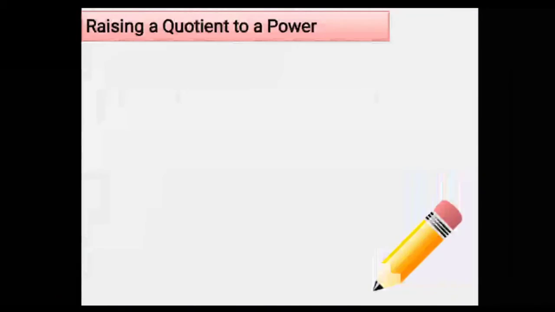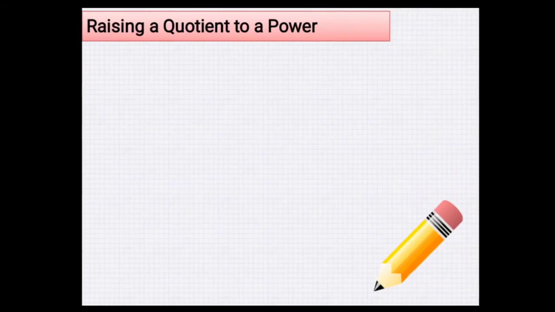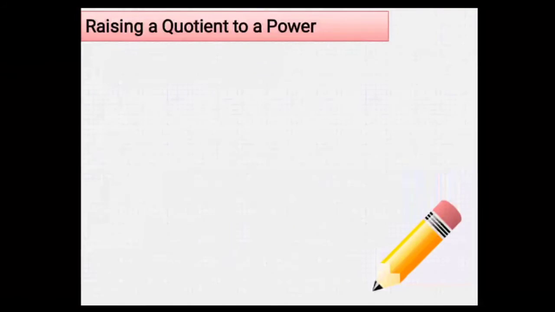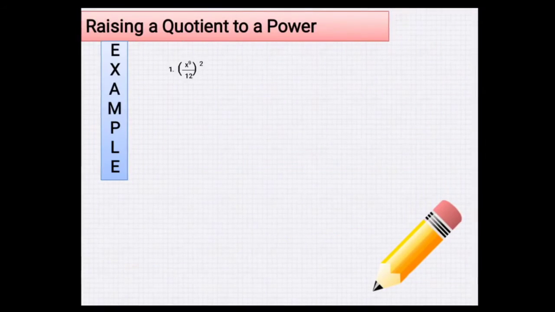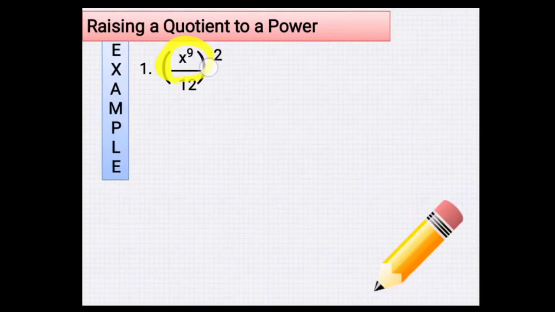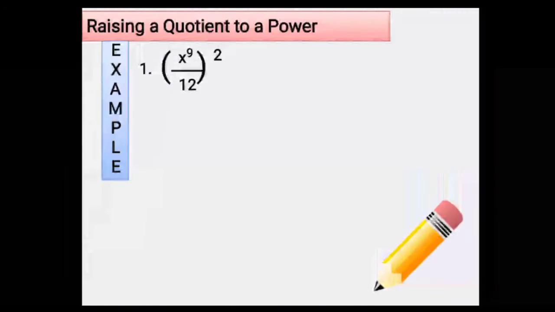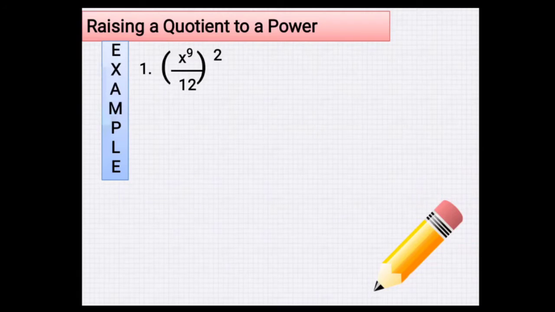Raising a quotient to a power means that the operation on the expression is division. For example, x to the 9th power divided by 12, all squared. As you can see, there is an exponent outside the parentheses. What are you going to do? Raising a quotient to a power.